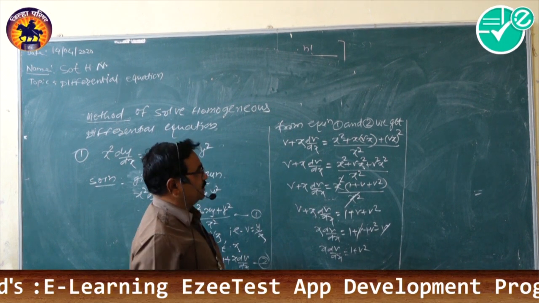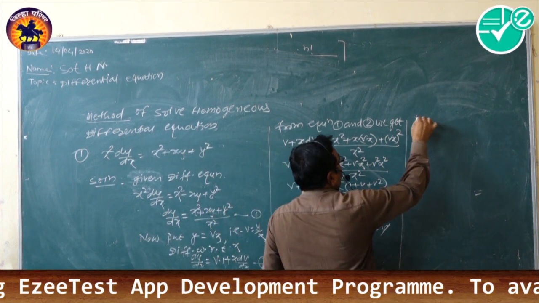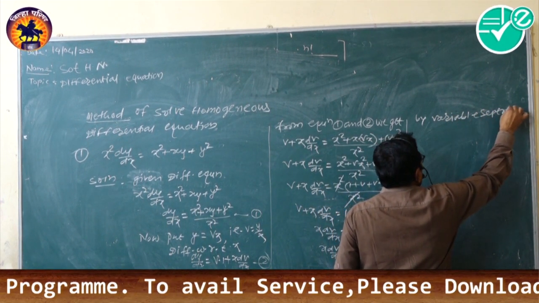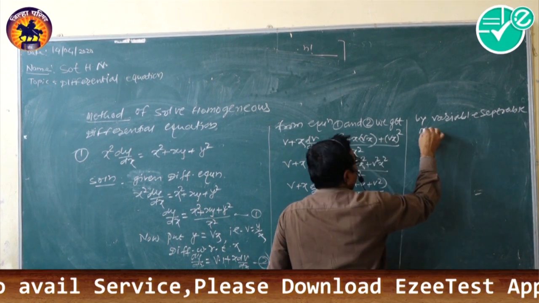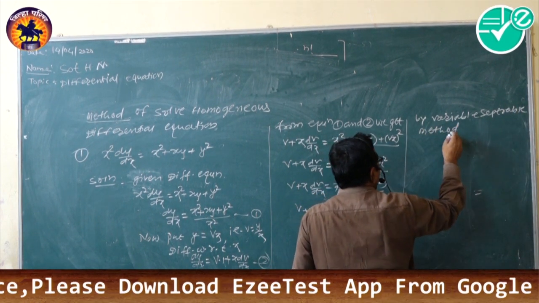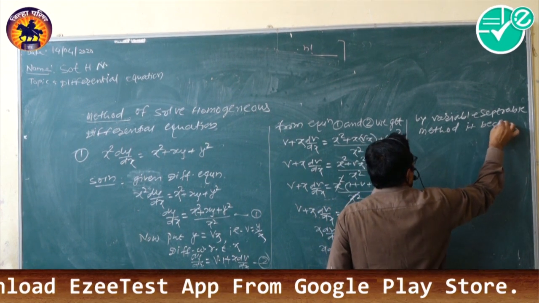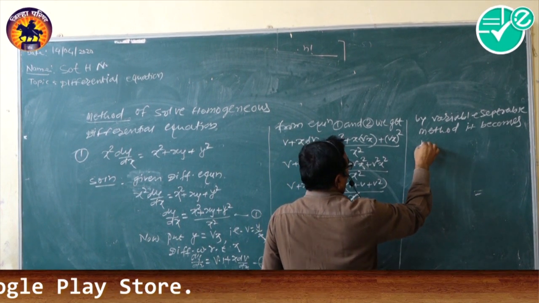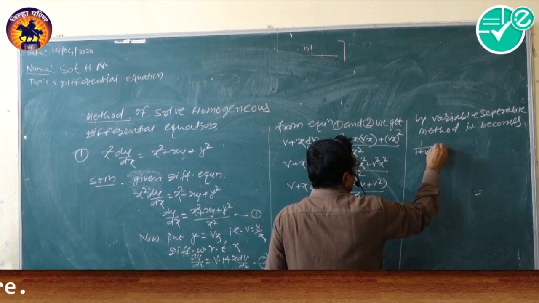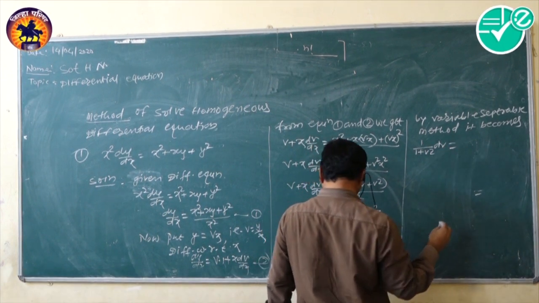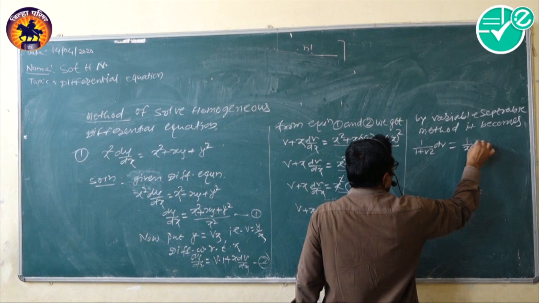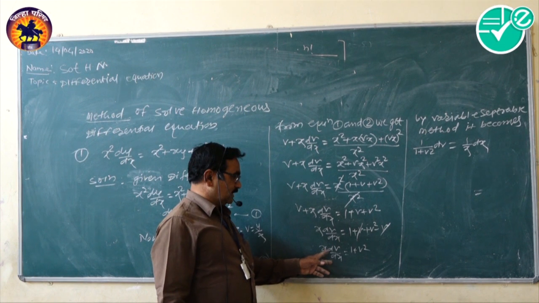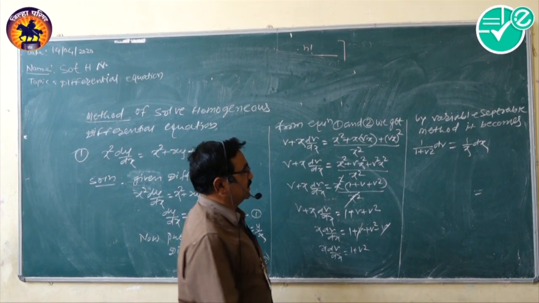By variable separable method, it becomes 1 upon 1 plus v square dv is equal to 1 upon x dx. This ratio, take its reciprocal on other side.